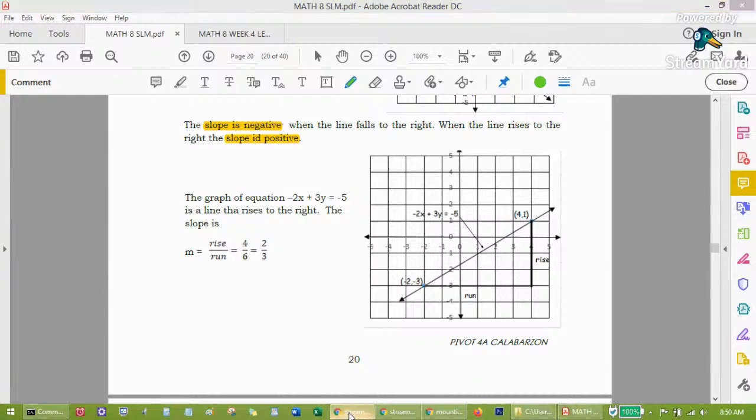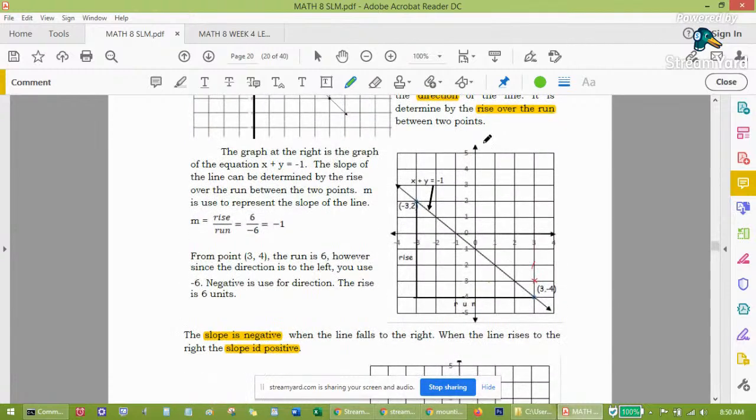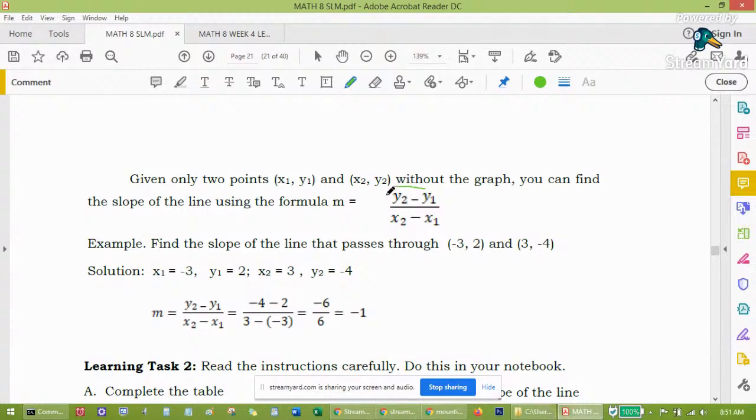Kasi yung y-axis ang nagsasabi, ito yung y-axis eh. Yung y ang nagsasabi kung pataas or pababa. Pataas or pababa. That's why nasa taas yung y, yung rise. And then sa baba naman is the run. Kung ilan ang tinakbo niya sa kanan or pakaliwa.